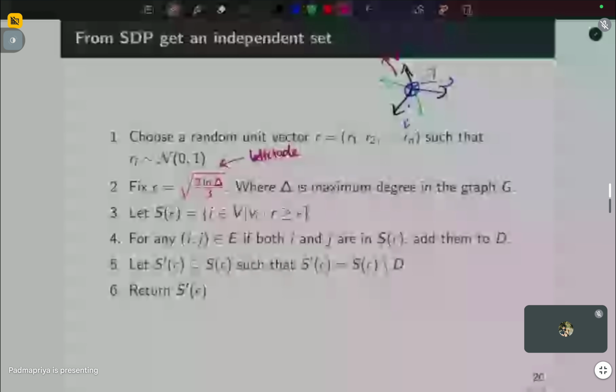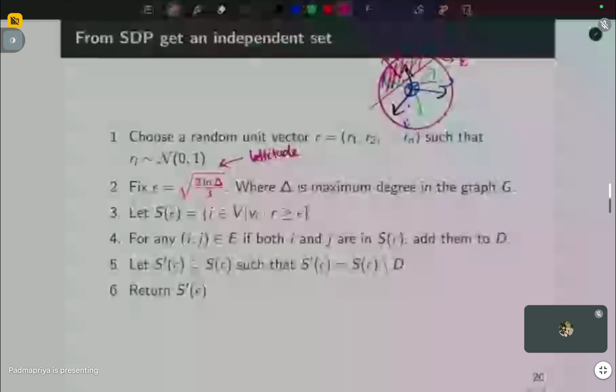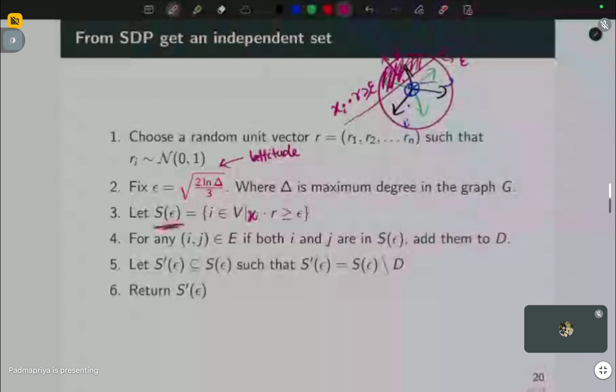This is given by this epsilon, and now everything that falls over here, every vertex i such that, taking xi to be the variable, xi dot r is greater than or equal to 0, everything that falls here, I'm collecting in a set called S epsilon. This set is not 100% guaranteed to be an independent set. All we are doing is making sure that as many neighbors as possible are not taken. But this doesn't mean it has 0 neighbors inside it.